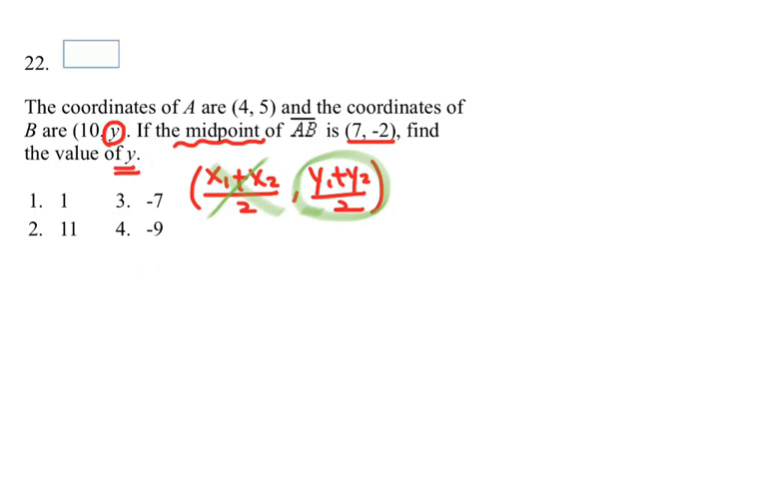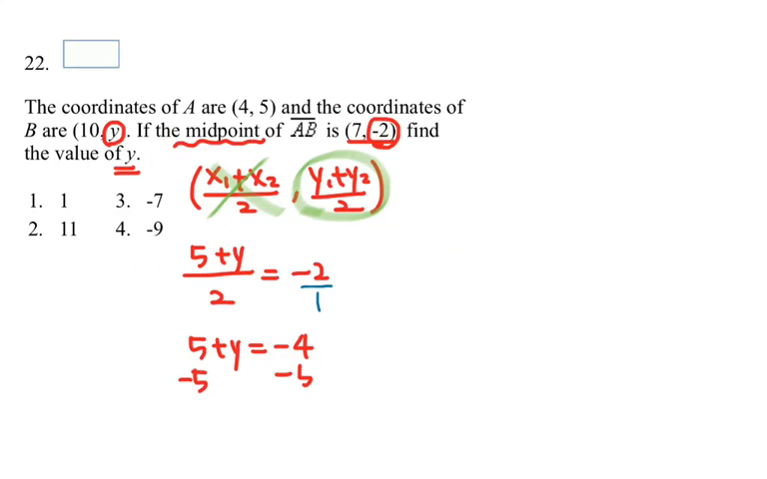Then our equation would have been 5 plus y, those are the two y values, divided by 2 must be equal to the y value of the midpoint, which is -2. Then we can always assume over 1, and when we cross multiply, we realize 5 plus y must be equal to -4. Subtracting 5 from both sides, we realize that y must be equal to -9. Choice 4 becomes our answer.